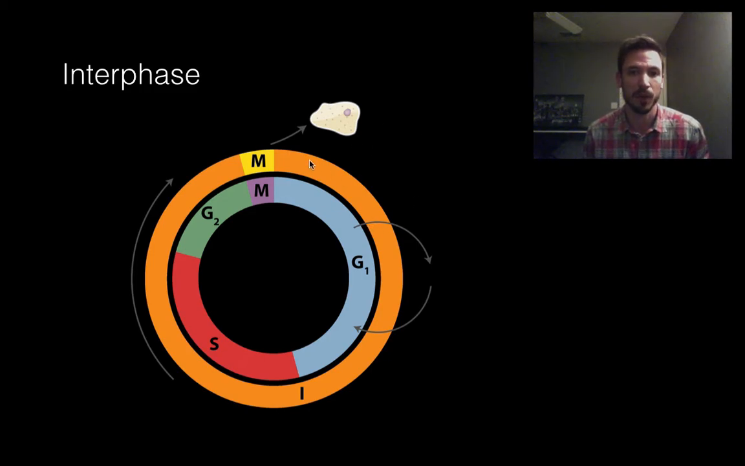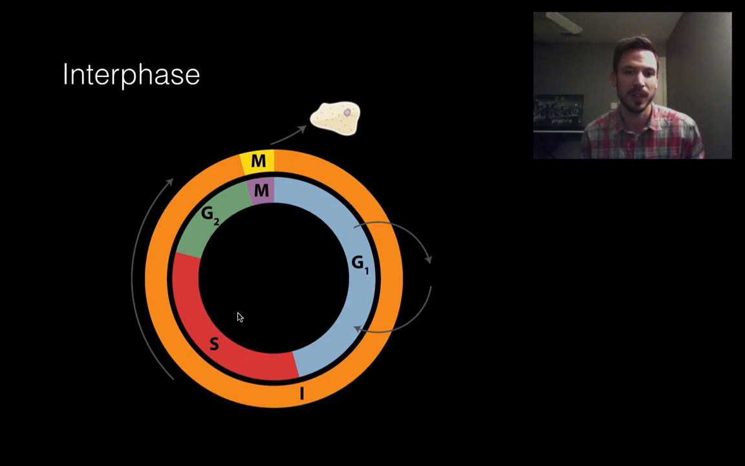So the whole first part, the majority of the cell cycle, is a phase known as interphase. And interphase consists of 3 parts. There's going to be G1, S, and G2. So G1 is going to be this period of growth where the cells are making organelles and proteins. It's going to increase its size.